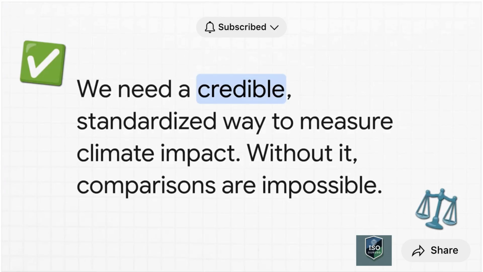Think about it. Without a standard ruler, every company could just make up its own way of measuring things. That would make comparing them totally impossible. And, frankly, it just opens the door wide for greenwashing, where the claims sound fantastic, but there's no substance behind them. We need a shared system to keep everyone honest.